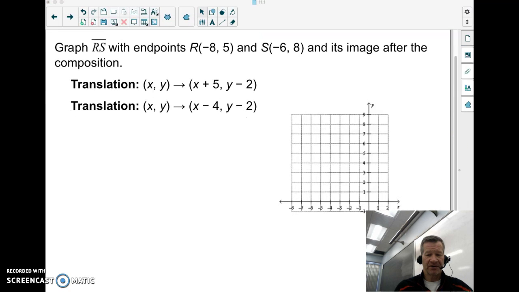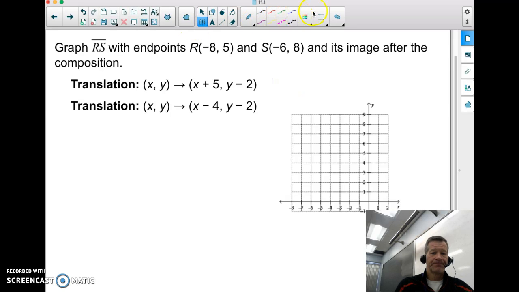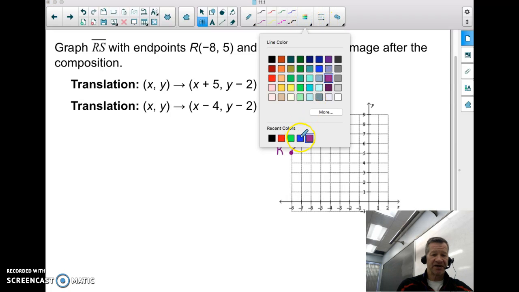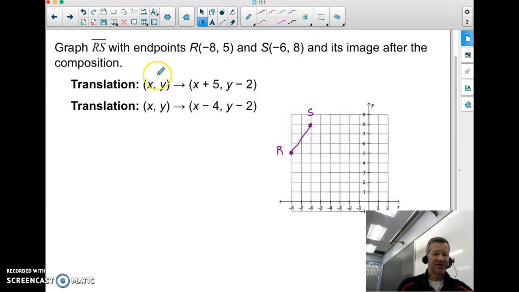My thing won't stay down here. There it is. Okay. So now, let's say I want to graph segment RS with endpoints -8,5 and -6,8. So let's do that first. So -8,5, there's R, and -6,8, and there is S. So let's draw that line segment. There it is.